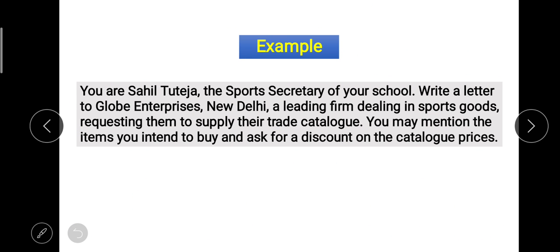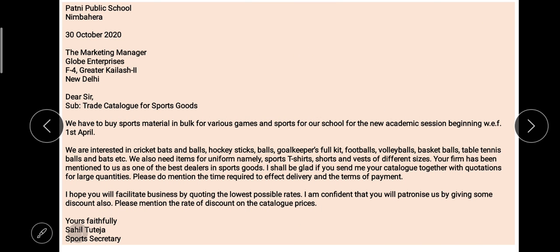This is the question. You are Sahil Tuteja, the sports secretary of your school. Write a letter to Globe Enterprises, New Delhi, a leading firm dealing in sports goods, requesting them to supply their trade catalog. You may mention the items you intend to buy and ask for a discount on the catalog prices. So this is how the letter looks like.